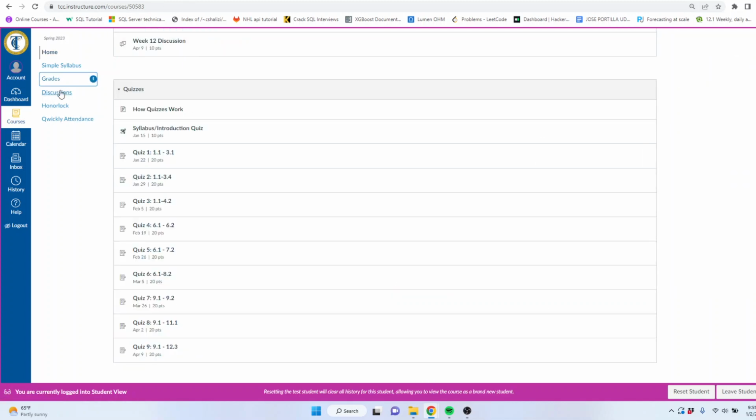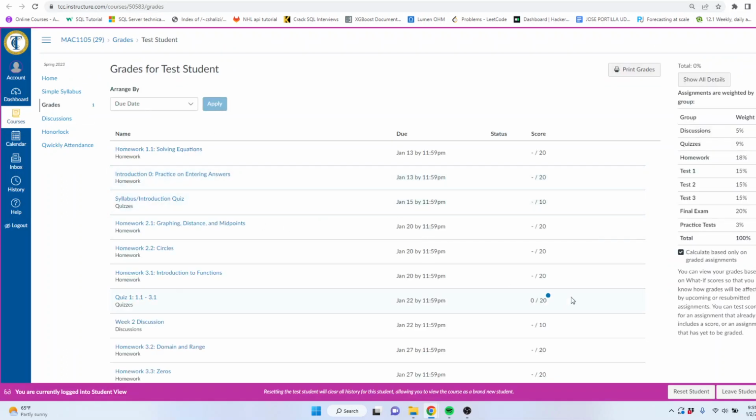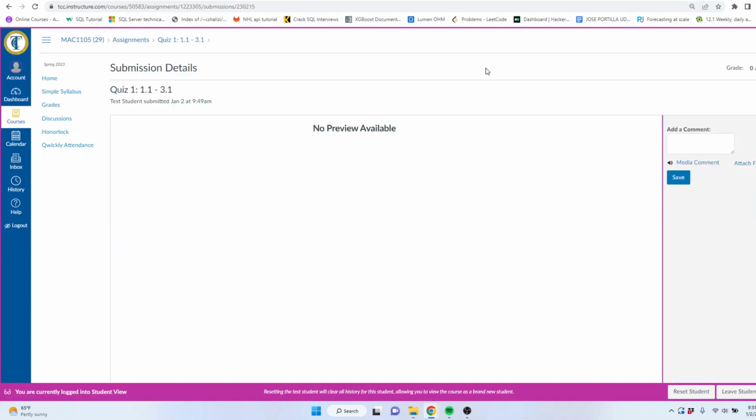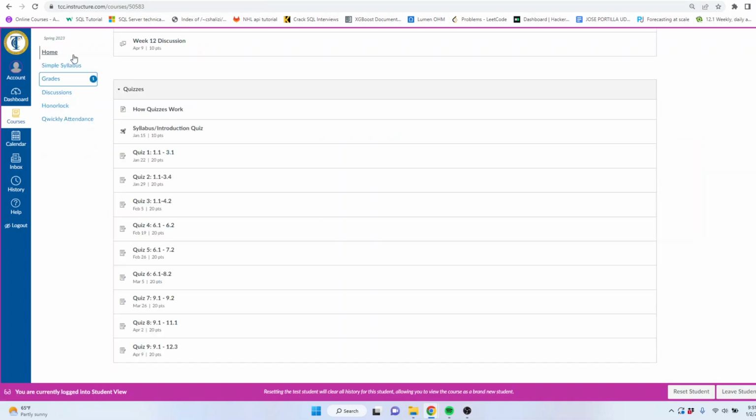The last thing I want to mention is that if you go into the grades tab and you'll see, okay, I need to continue working on quiz 1. If you click on it in here, it's not going to work. You must enter, and just make it a habit of entering every assignment through the home tab. If you enter it anywhere else, it will probably give you an error. So enter every assignment through the home tab.